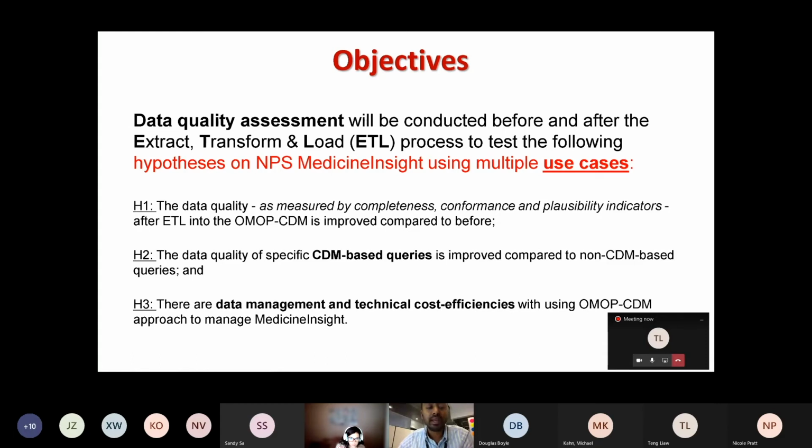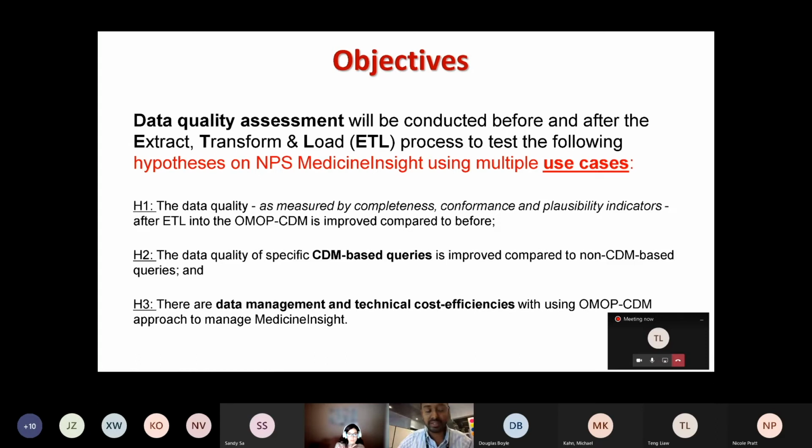The second one is that the data quality of specific CDM-based queries is improved. It's very similar to hypothesis 1, but the idea here is that CDM-based queries improve the data quality when compared to non-CDM-based queries. The rationale is that once you have structured CDM queries, you tend to have more agreed standards, and also more documentation around what is what. So the chances of introducing new errors, or like Michael mentioned, whether the errors could be analytical or even in simple SQL queries, are reduced. That's the rationale for hypothesis 2.